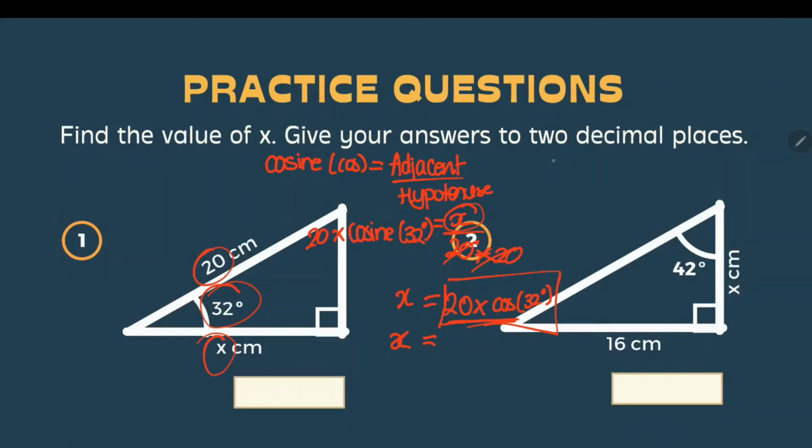Now, remember, your answer has to be to 2 decimal places. Unless it says 1 decimal place or 3 decimal places, it will always be 2 decimal places, unless it's told in the question specifically. Now, your answer for this one would be 16.96 centimeters. And that's your answer. I'll give you a couple more seconds, or if you need more time, pause the video to write down the answers.